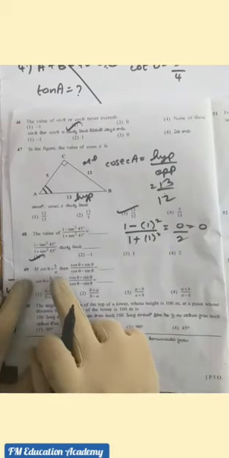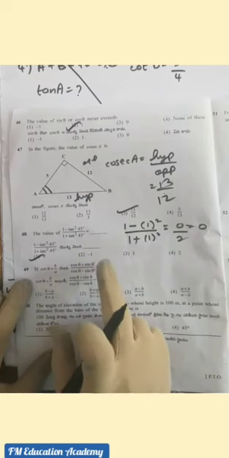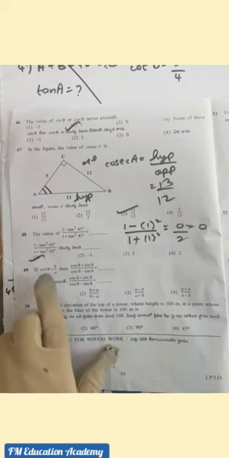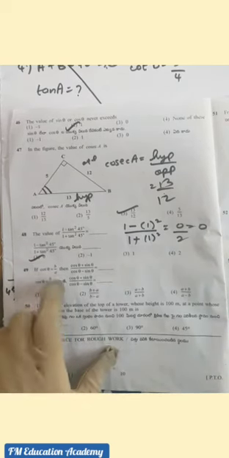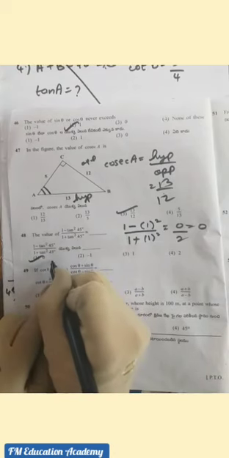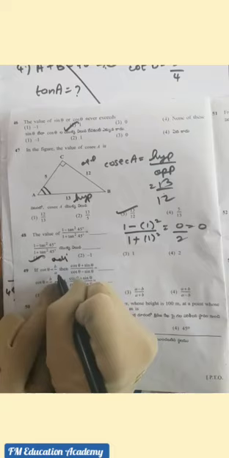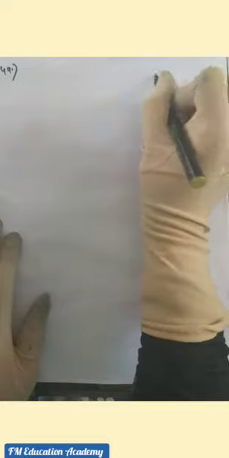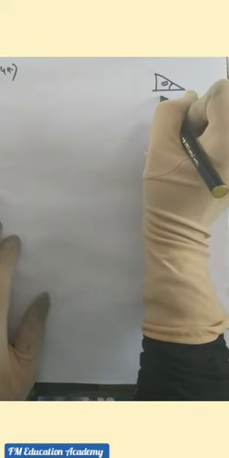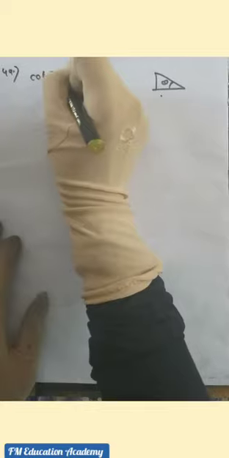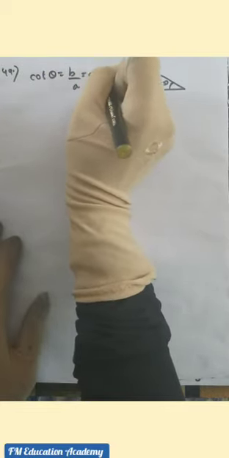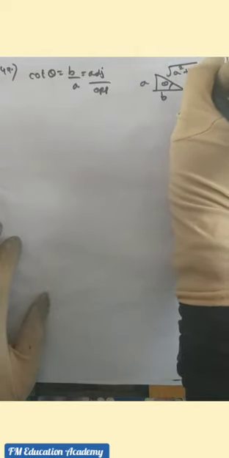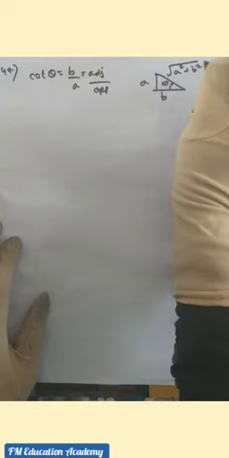49th question. If cot theta is equal to b by a, then what is the value of (cos theta plus sin theta) by (cos theta minus sin theta)? It's very easy. Cot theta is given as b by a. We can write cot theta as adjacent side by opposite side. So let us suppose this is our triangle and this is theta. Cot theta is b by a, equal to adjacent side by opposite side. By Pythagoras theorem, the hypotenuse is root of a square plus b square.